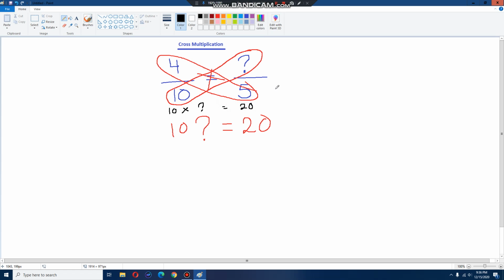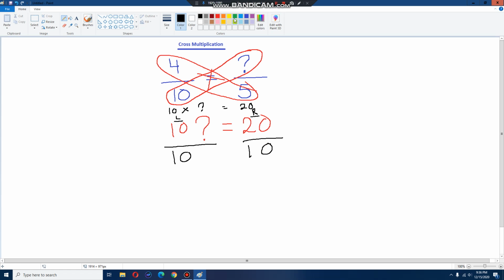Well, how do I figure this out? How do I get this question mark alone, by itself, independent? Right now it's got 10 in front of it. We got to get rid of this 10. How do you get rid of the 10? You simply divide the left side by the number 10. That's the best way to get rid of that number in front. And whatever you do on the left side, you got to do it on the right side as well. So if I'm going to divide the left side by 10, I got to divide the right side by 10.